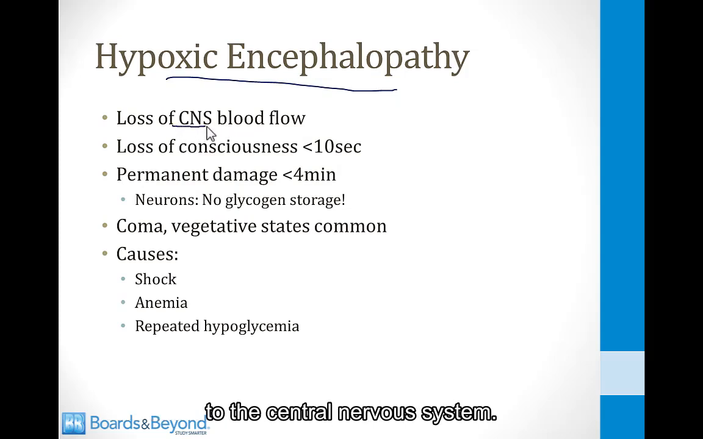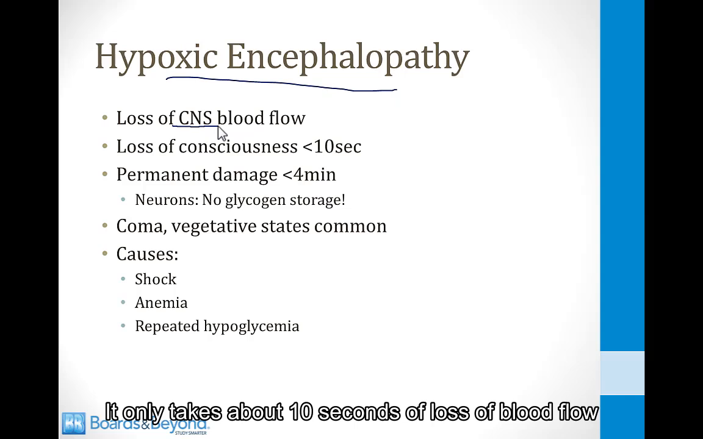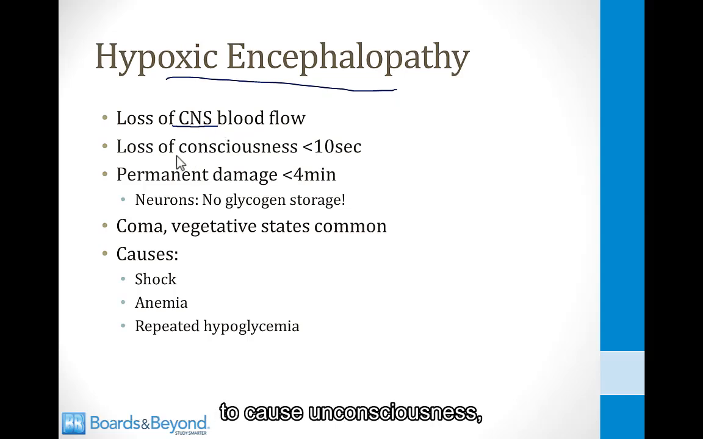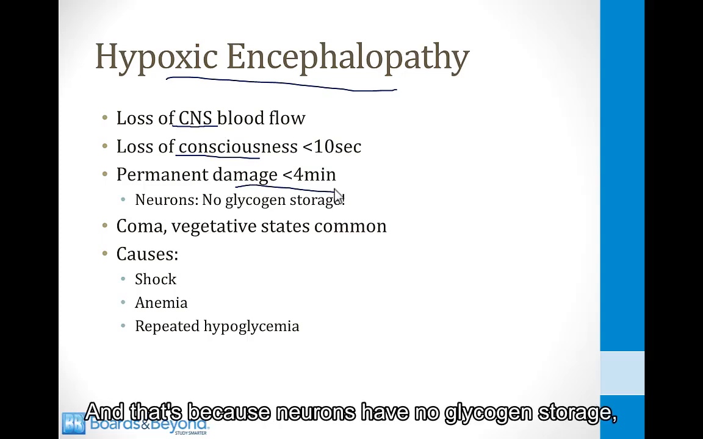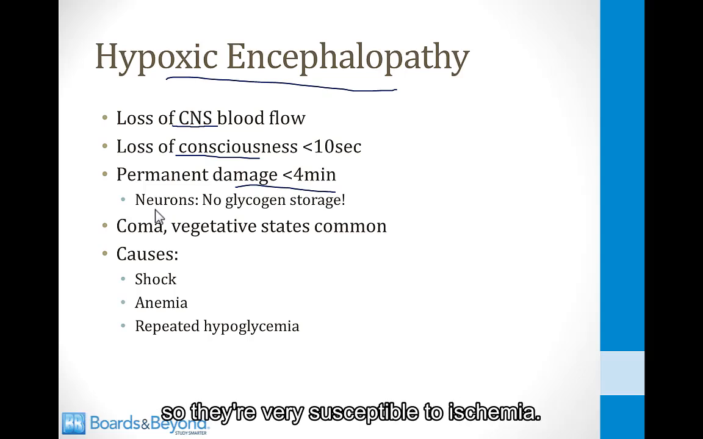Now we're going to talk about something called hypoxic encephalopathy, and this is what happens when you lose blood flow to the central nervous system. It only takes about 10 seconds of loss of blood flow to cause unconsciousness, and then you get permanent damage within 4 minutes, and that's because neurons have no glycogen storage, so they're very susceptible to ischemia.